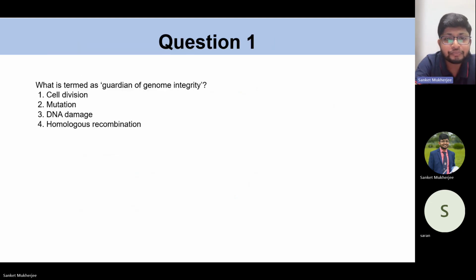So let's see the questions which we will discuss today. What is termed as guardian of genome integrity? Is it cell division, mutation, DNA damage, or homologous recombination? Any answers? Okay, if there are none, then homologous recombination is the answer. We have already looked at it.